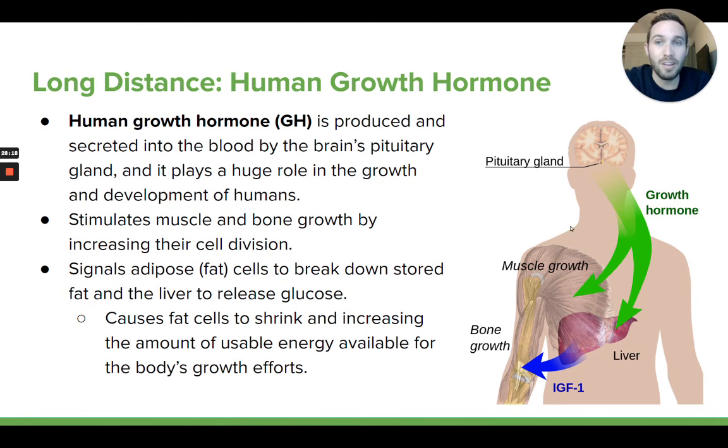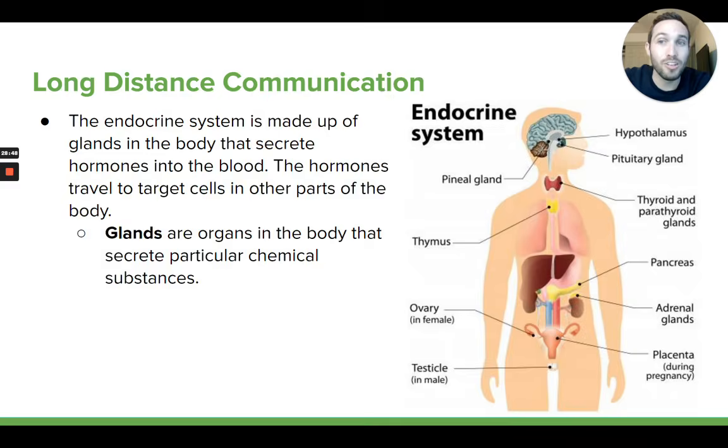And so the human growth hormone, when it's released into your blood, it will travel in your blood to your muscles, and it tells your muscle cells and your bone cells to start dividing more. It also tells your liver cells and your fat cells to release glucose into the blood so that these cells now have energy as they start dividing, which basically then causes you to start growing, as the name suggests. But again, anytime you have a situation where a signaling molecule is being released into the blood, which would be a hormone, that is long distance communication, or we call that endocrine signaling.